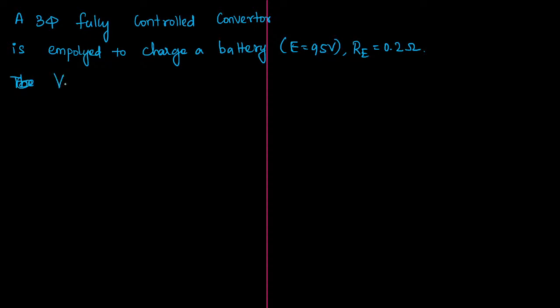Now what they told is the supply RMS voltage. Supply RMS voltage is given as 240 volt. That is also given. And they told this is line to line voltage. Sorry, line to neutral voltage. Phase voltage is given. Guys, this is line to neutral. Neutral means you know that is phase voltage.